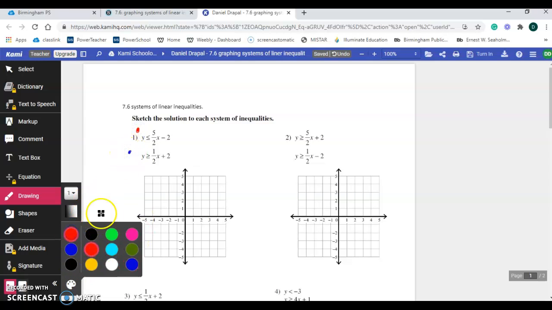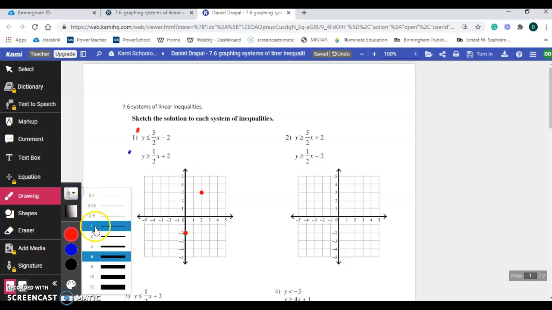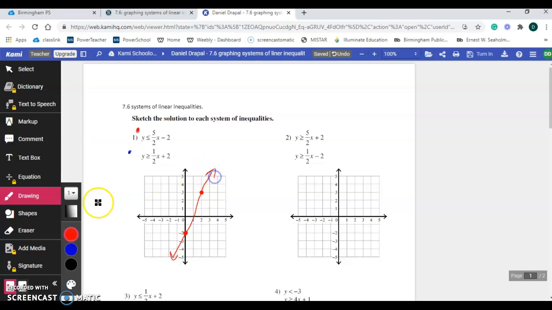So with red, I have my starting point at -2, so I put a dot there. I go up 5, to the right 2. 1, 2, 3, 4, 5. 1, 2. There's my next point. It is a solid line, so I'm going to draw a solid line through that. So there is that line.